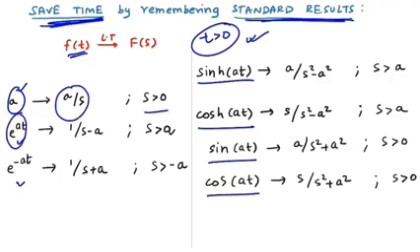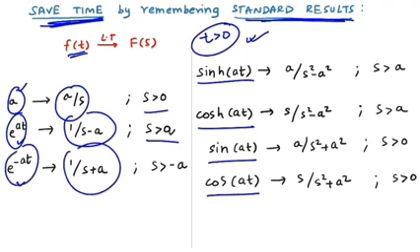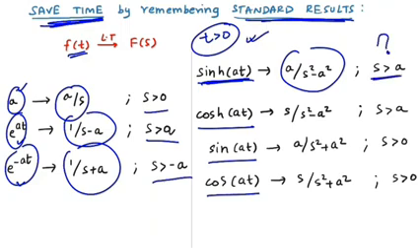If it is e raised to plus at, in the previous slide we saw the answer: it was 1 over s minus a, where s is greater than a. If e raised to minus at is my function, the answer would be 1 upon s plus a, where s is greater than minus a. If it is sine hyperbolic of at, then the answer is a over s square minus a square, where s is greater than a. Your question might be why.